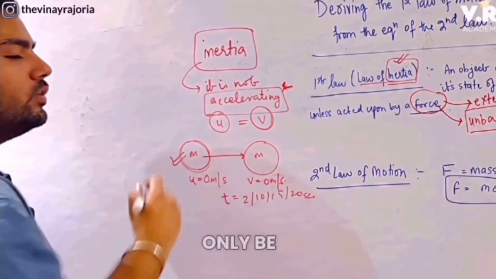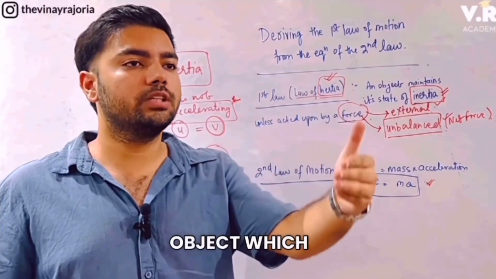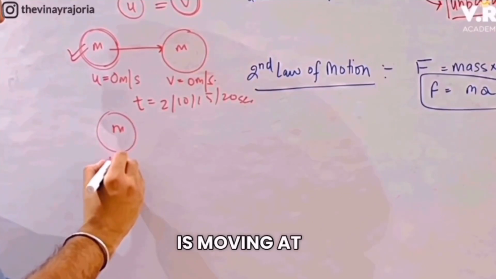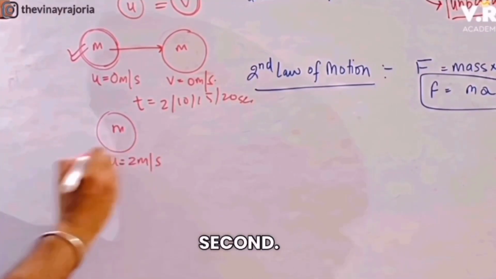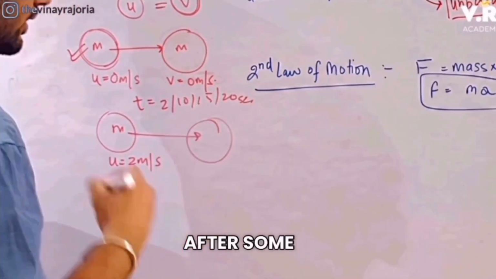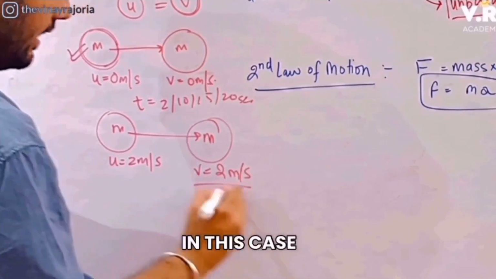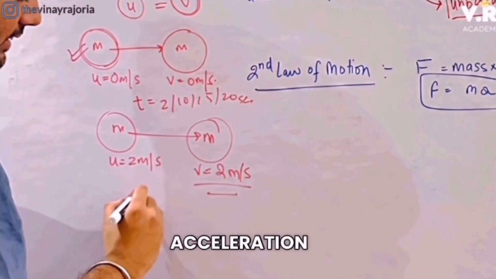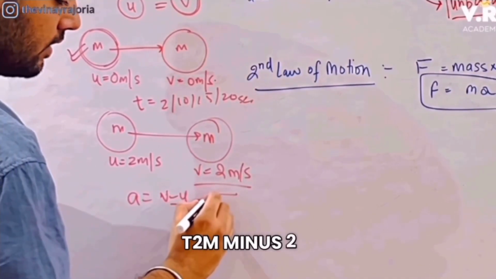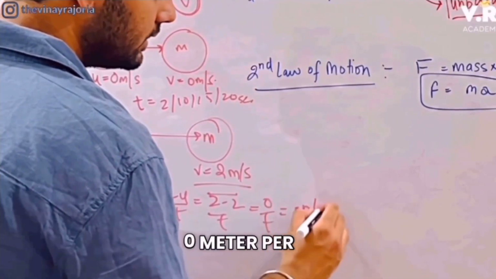Similarly, inertia should not only be associated with objects at rest. Inertia also works with objects which are already in motion. Now imagine there is an object m moving at an initial velocity of 2 meter per second. Inertia would say that if it is moving at 2 meter per second, then even after some time it will continue to move at 2 meter per second. In this case as well, the acceleration comes out to be 0, because (v minus u) by t, (2 minus 2) by t, 0 by t is equal to 0 meter per second square.